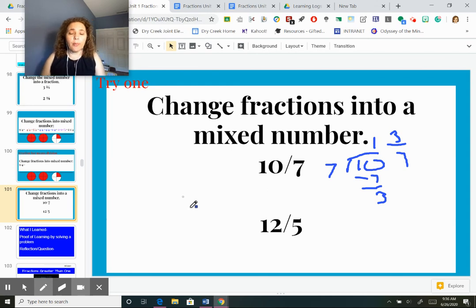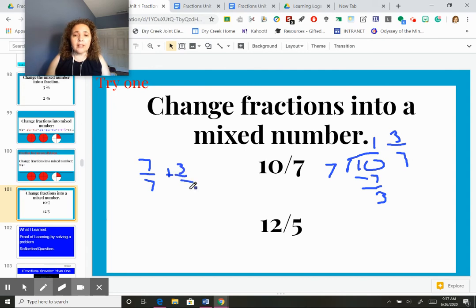Now, if I wanted to break this apart, I could. I have sevenths, right? So I have 7 out of 7. And what do I need to get to 10? I need 3 more sevenths. So that's going to give me my 10 out of 7. So I had 7 out of 7, which is 1 whole, and 3 sevenths, 1 and 3 sevenths. So either way, all right? If you did this one with me, stop the video now and then try the next one by yourself. If you tried it by yourself, then you can continue to play the video, all right?